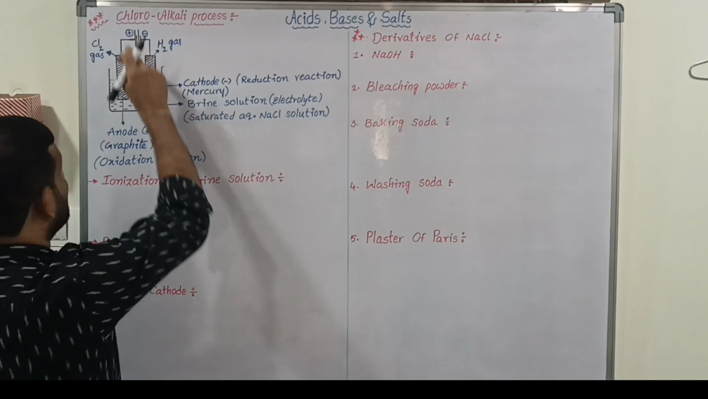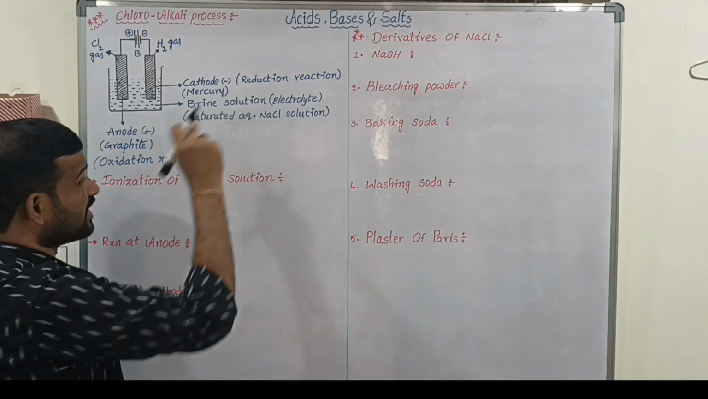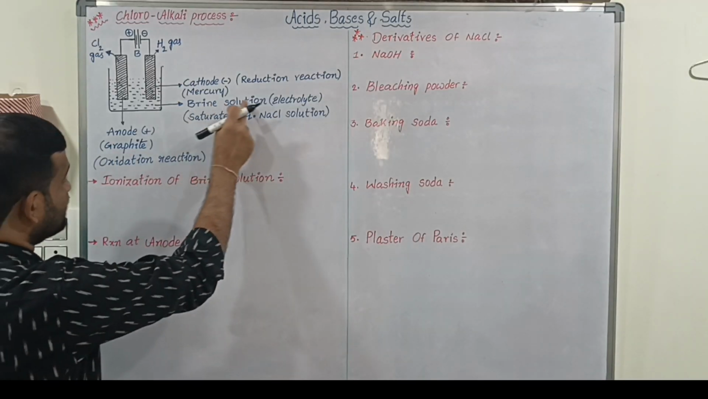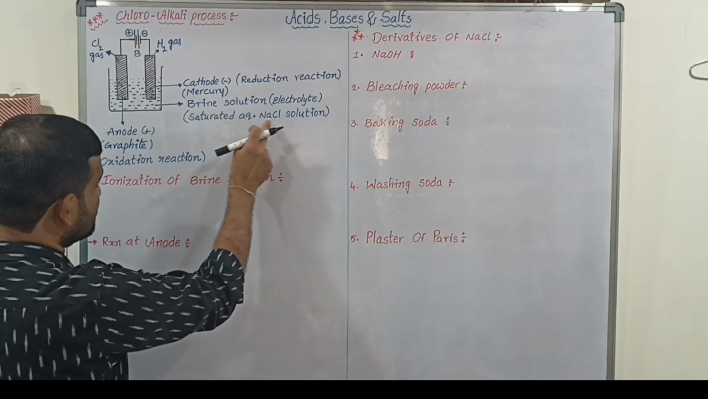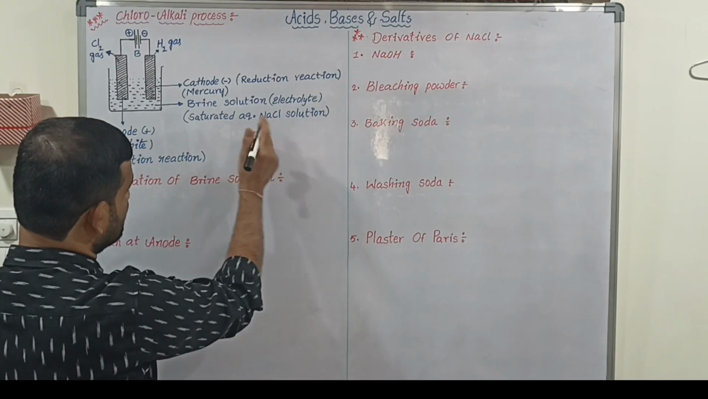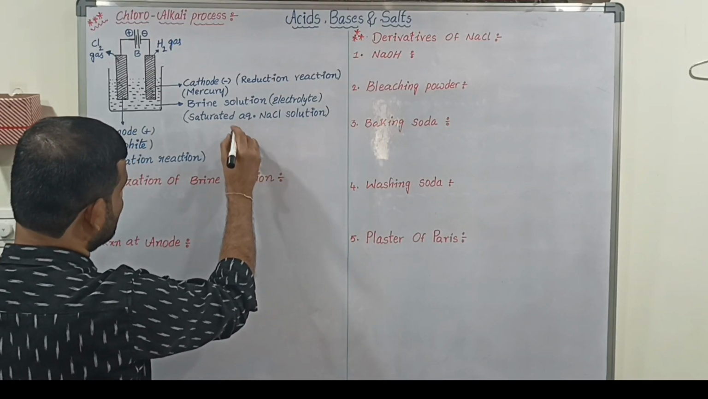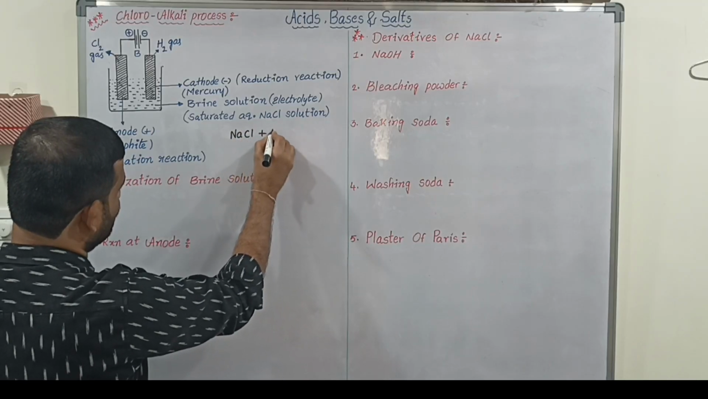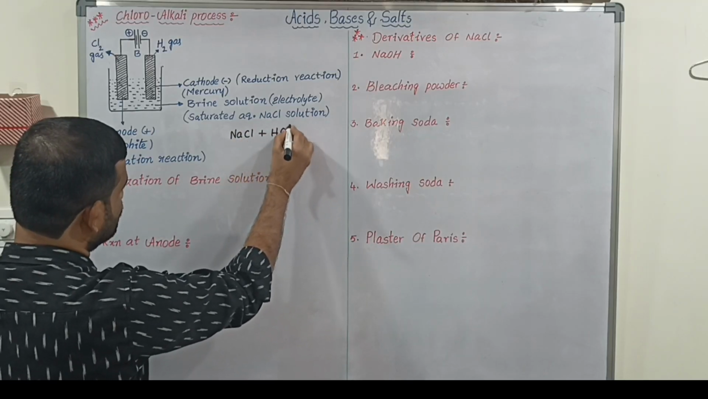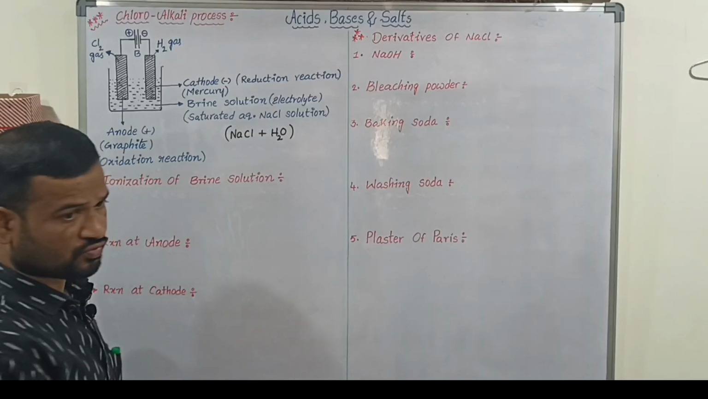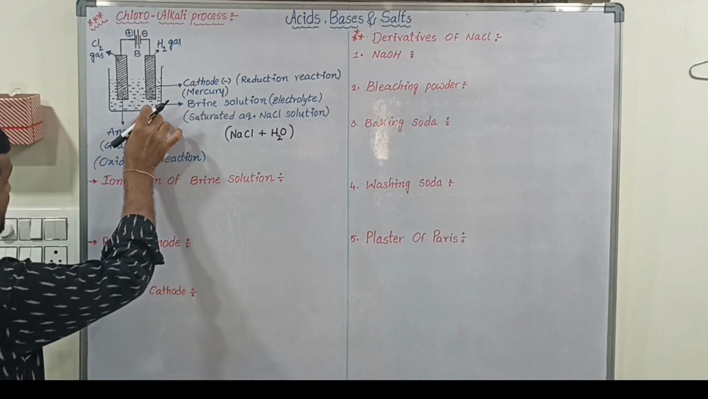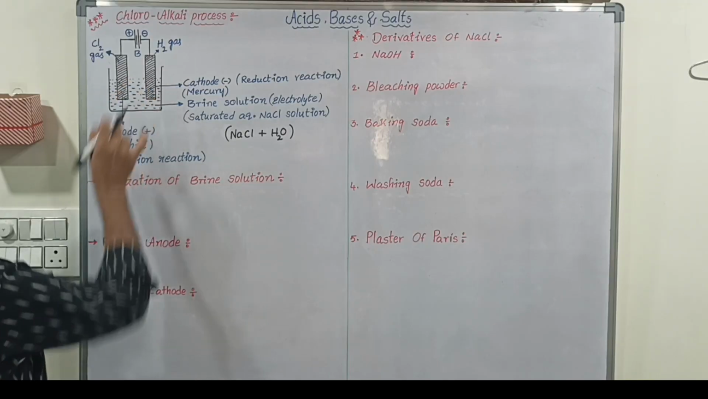Here in this chloroalkali process, what is the electrolyte? This type of question will come in the exam. So what is the brine solution? That is saturated aqueous sodium chloride solution. It is formed by a mixture of sodium chloride and water. Okay, next in this brine solution I have dipped two electrodes.